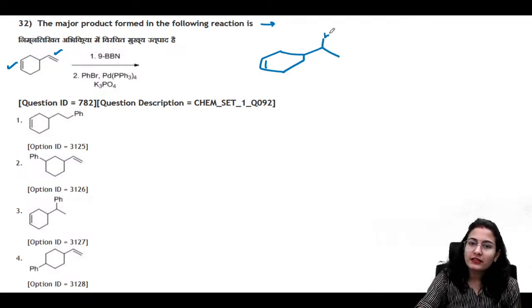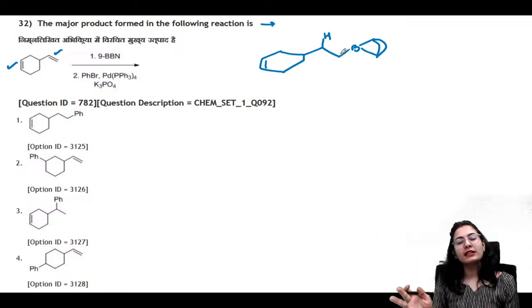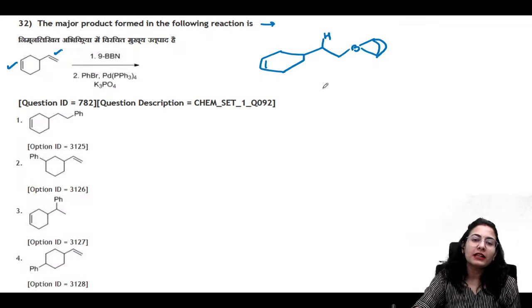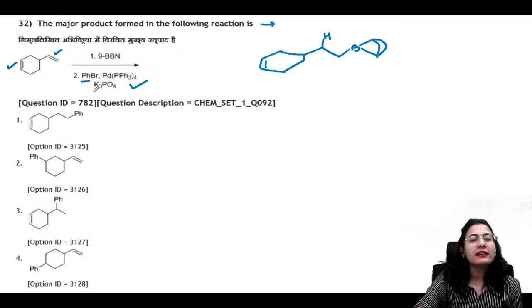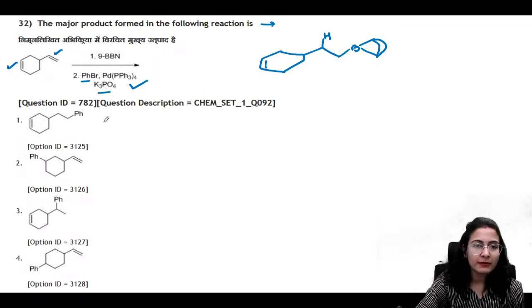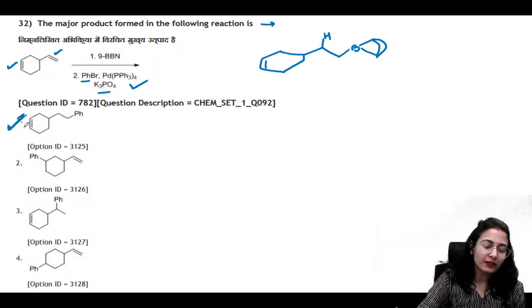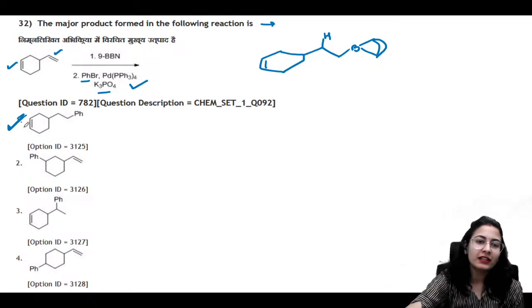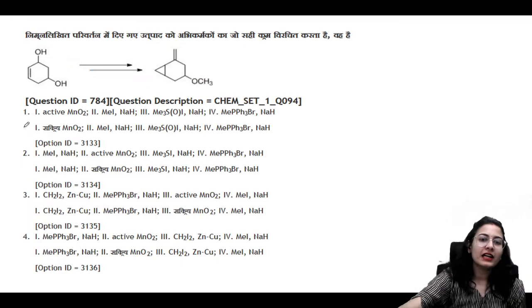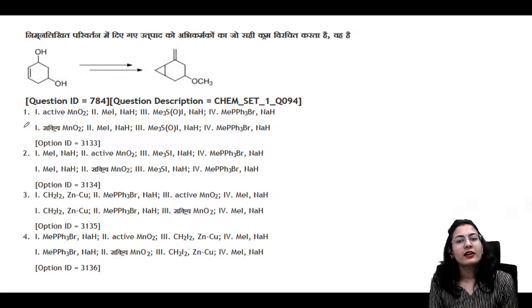So hydrogen is transferred here, let's say, and the 9-BBN, the borabicyclononane part, is going to be added on the least hindered carbon, here on the terminal carbon. Next step is just a Suzuki coupling reaction where you are taking phenyl bromide, and in the presence of a slightly basic medium you are doing a coupling reaction. So the answer is option number 1. Very easy question. Let's move ahead. Okay, look at this again. You have to just select the correct sequence of reagents in this one.